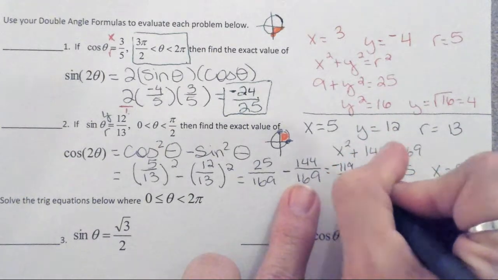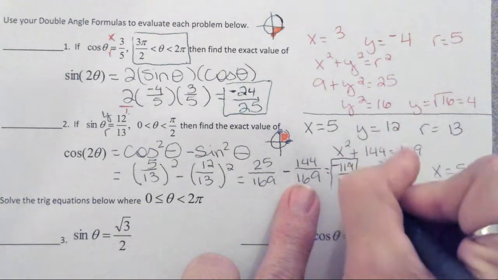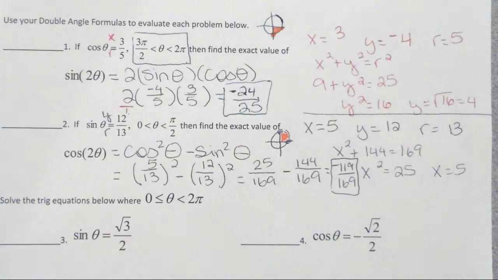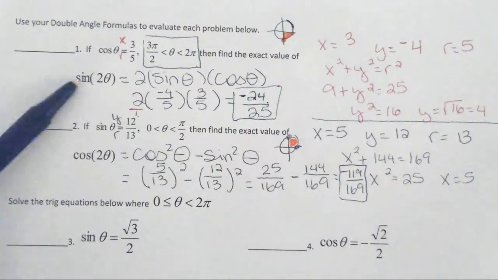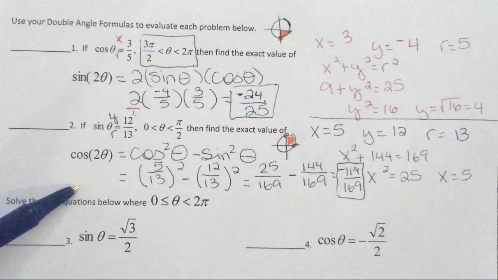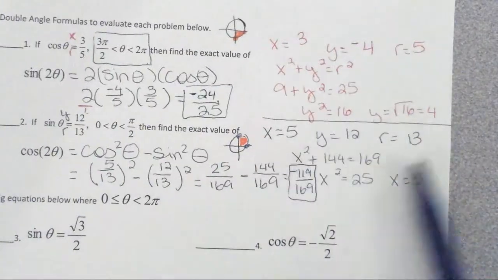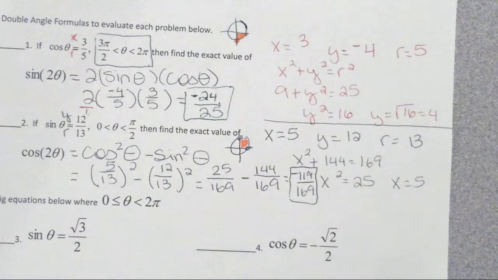Over a positive 169, and it can't be reduced, so the answer to number 2 is negative 119 over 169. So on 1 and 2, again, on your quiz, you have to know these two formulas. Once you write down your formulas, it's an old x, y, r problem, and then we just plug in.